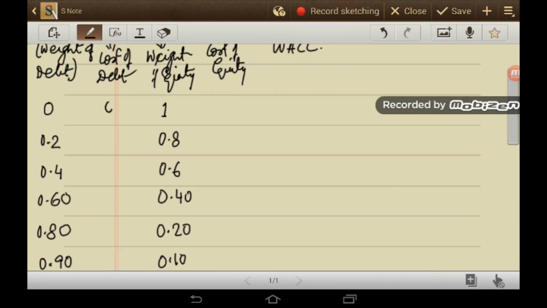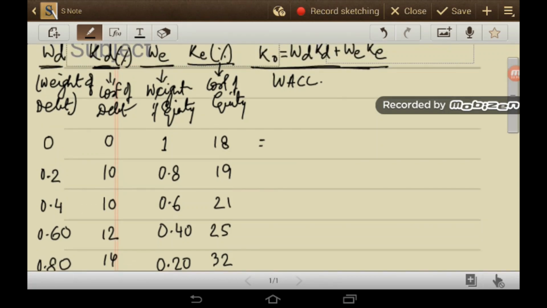So cost of debt is given at 0, 0, then 10, 10, 12, 14, 16, and cost of equity 18, 19, 21, 25, 32, 40. So weighted average cost of capital is WD into KD plus WE into KE. So this is equal to 18%.